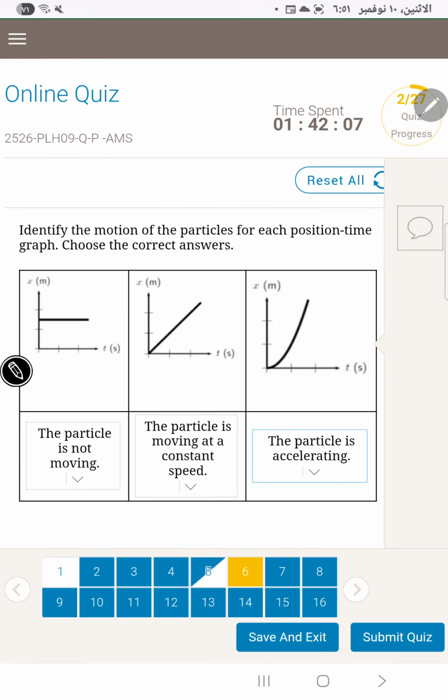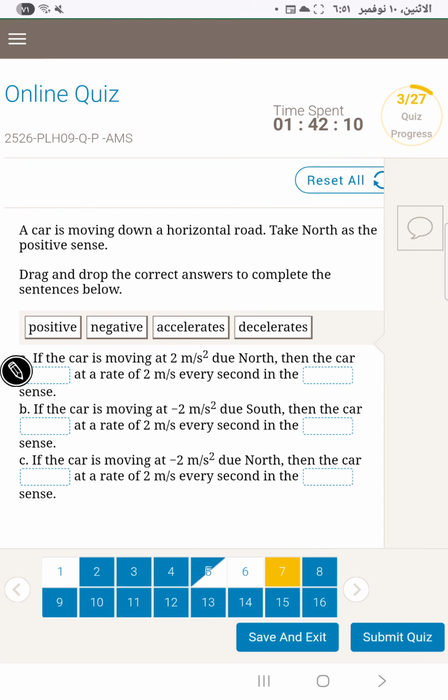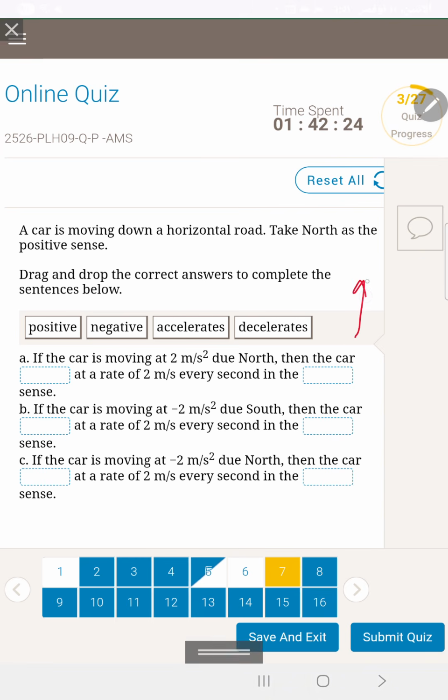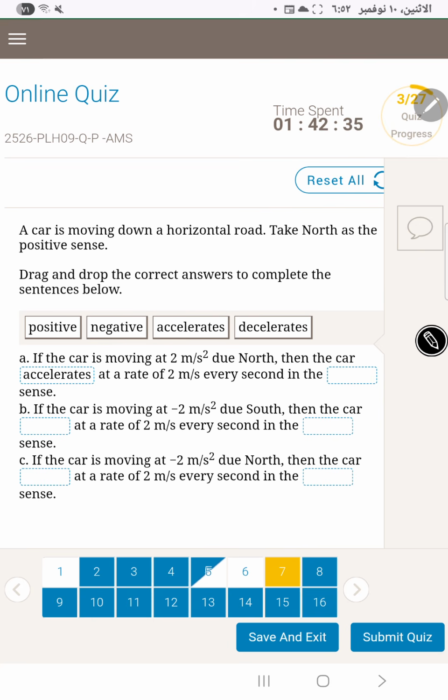Question number 7. Here you have to fill the blanks. If a car is moving down a horizontal road, take north as positive sense. So north is positive. If the car is moving at 2 meters per second squared due north, then the car accelerates at a rate of 2 meters per second every second in the positive sense.